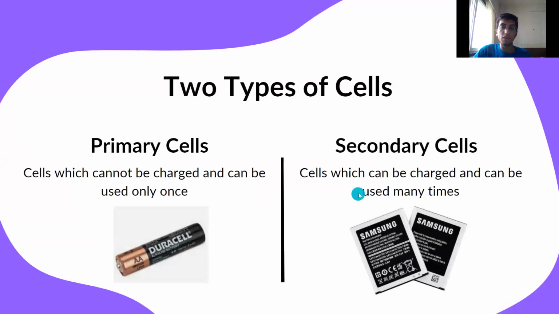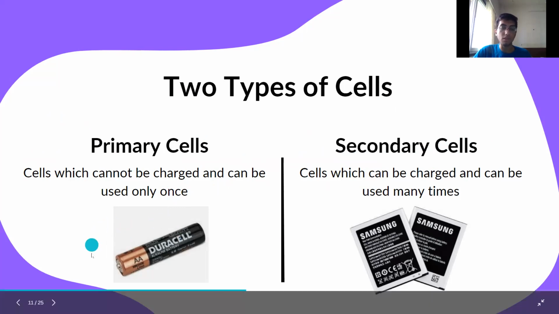Depending upon the continuity of flow of electric current, these are divided into two types. First are the primary cells, and the second are the secondary cells. Primary cells are those cells which cannot be recharged and they can be used only once. The best example is dry cells, which we use in our remote controls, in our torches, etc. They can't be recharged and can be used only once.